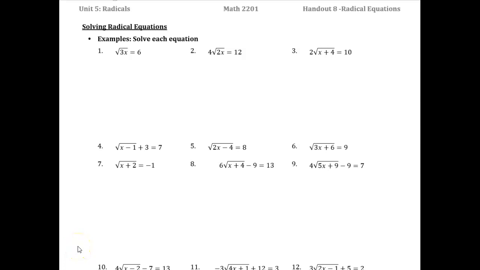Within this lesson for Unit 5, we have radical equations, so we're going to solve equations. We'll go through a couple of different examples before we hand it off to class.